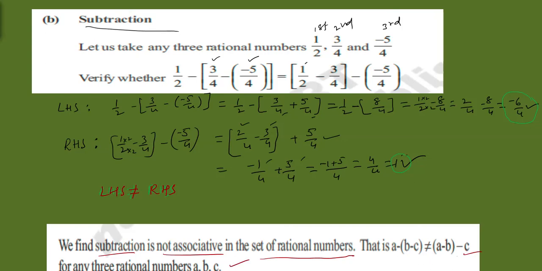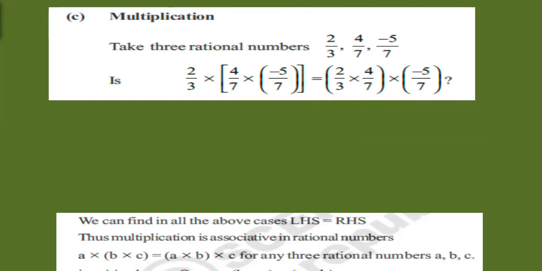Okay. Now we move to the third operation, that is multiplication. Look there. What are the three rational numbers taken? 2 by 3 is the first one, 4 by 7 is the second one, minus 5 by 7 is the third one. Here we take these three rationals to check the associative property under multiplication.